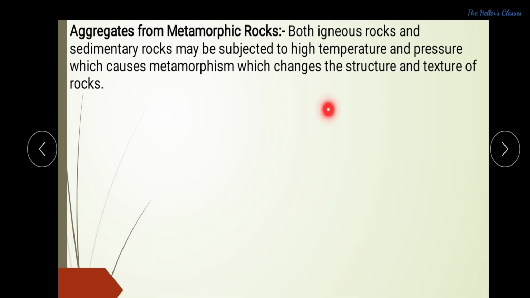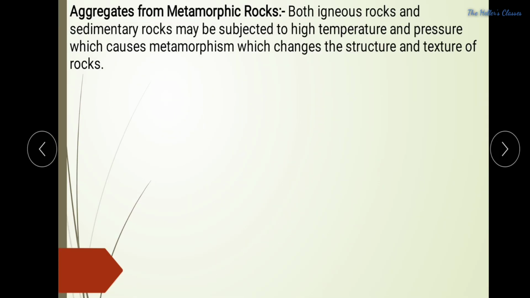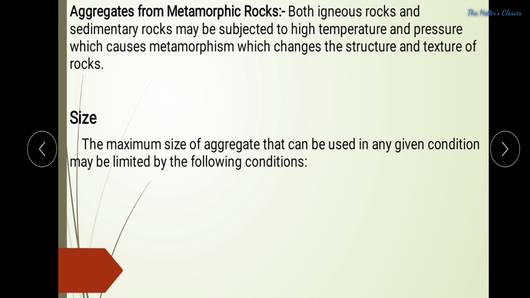The third category is metamorphic rocks. The name itself indicates metamorphism, which may be exposed to high pressure or high temperature. That's why the strength of the rock is somewhat more when compared with sedimentary rocks. Even quartzite and some high strength rocks are available here. Even the specific gravity is also more.